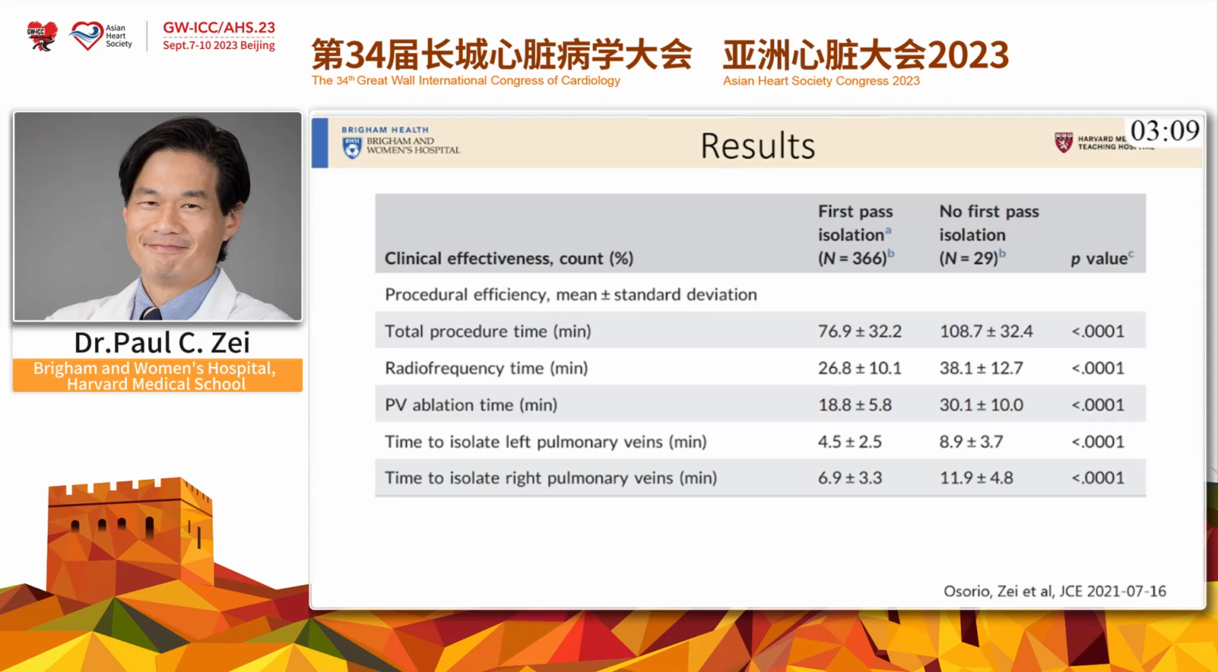We also found that when you do achieve first pass isolation versus not, as you can see in the columns on the left and the right, you're much more likely to have a shorter procedure time, less RF delivered, less PV ablation time overall, less time to isolate the veins, of course.